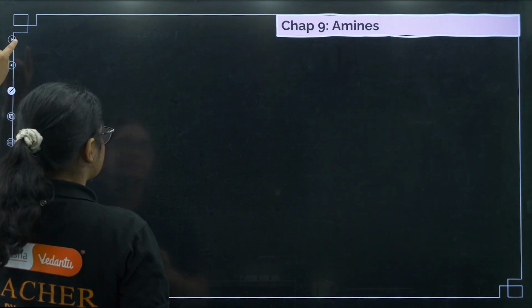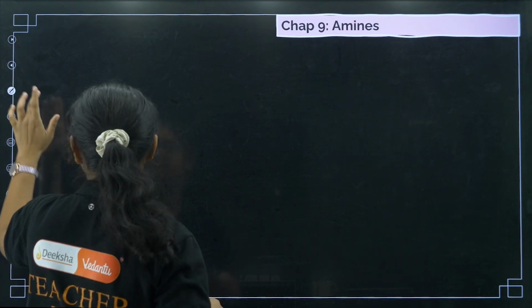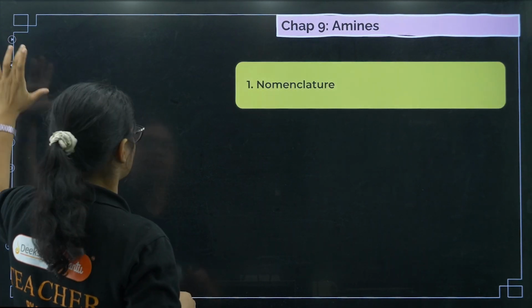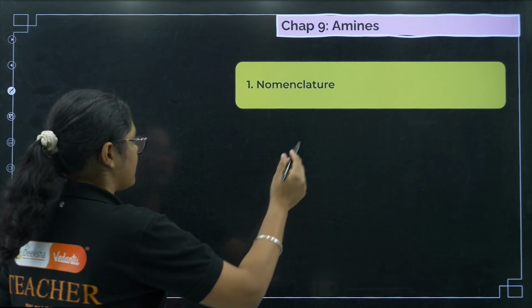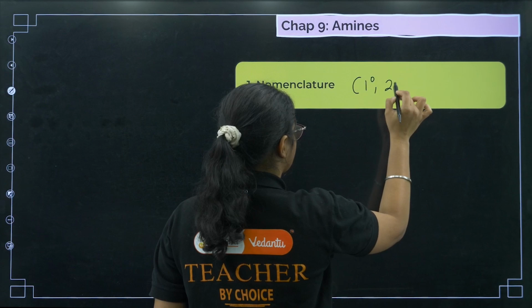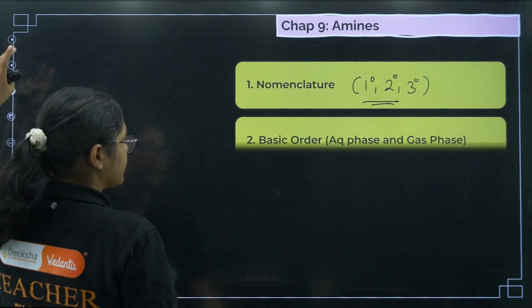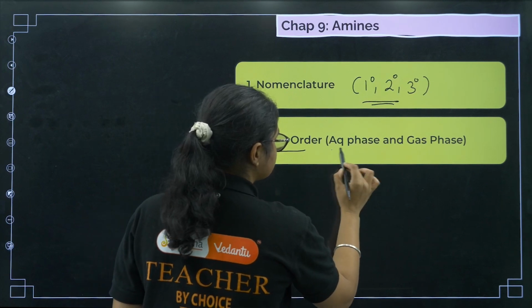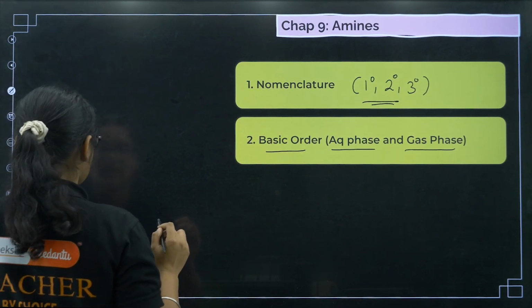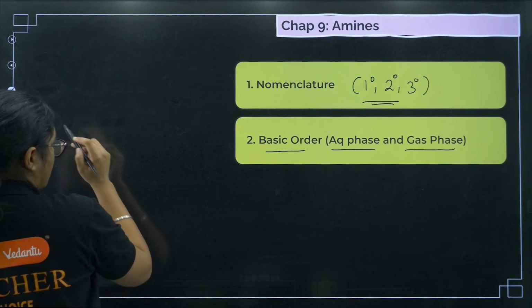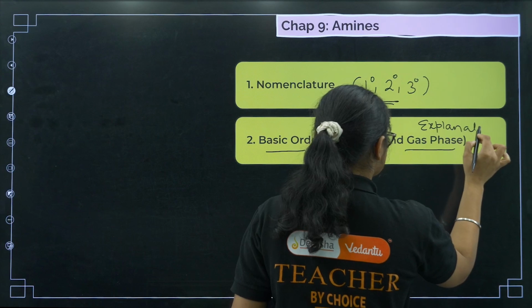Next, moving towards the last organic chapter, that is amines. This is a very small and easy chapter, I guess. First, focus on nomenclature. Amines nomenclature is a little bit tricky because we have primary, secondary and tertiary amines. Next, you have basic order, the basic order in aqueous phase and in the gaseous phase. You should also know the reason for that; the explanation should also be studied properly.